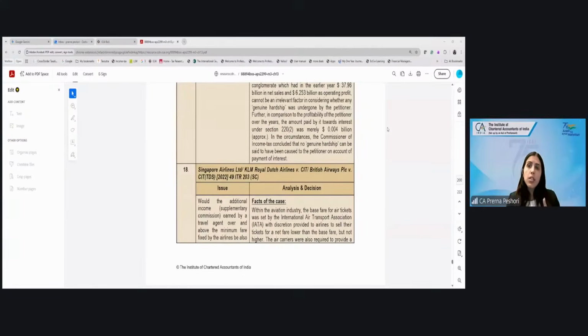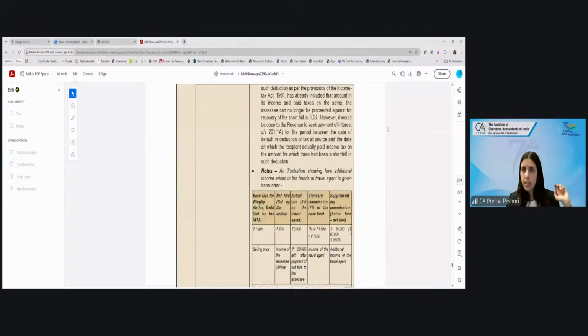Now, the question is whether the airline should deduct the TDS on this supplementary commission. There is a TDS on the base fare, on the standard commission. There's no problem. But whether on the supplementary commission there should be the TDS, that's the question.